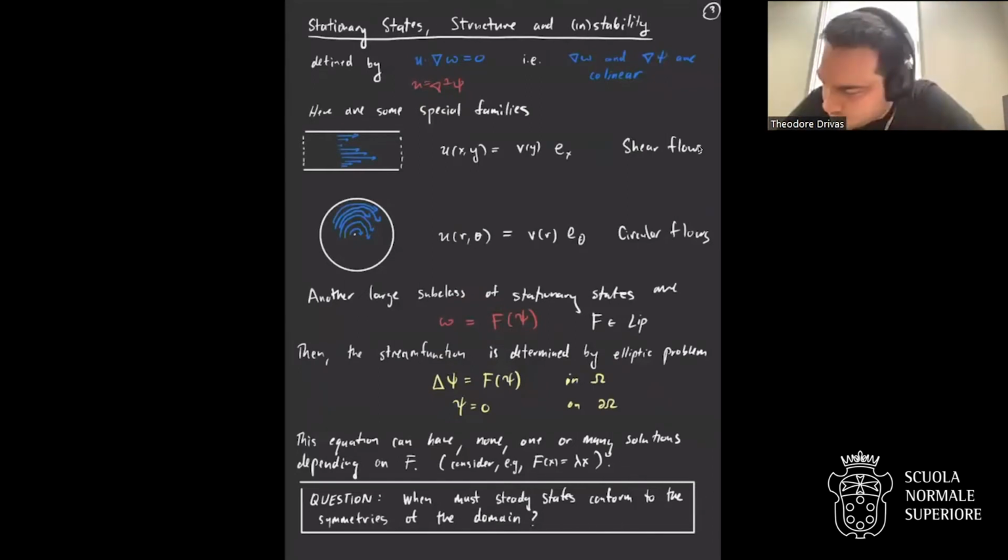Now, the first question that comes to mind is, when you're on a domain with symmetry, often when you see something that's steady or quasi-steady, it seems to adhere to the shape of the domain, it seems to symmetrize. So a natural question is, when do steady states conform to the symmetries of the domain?